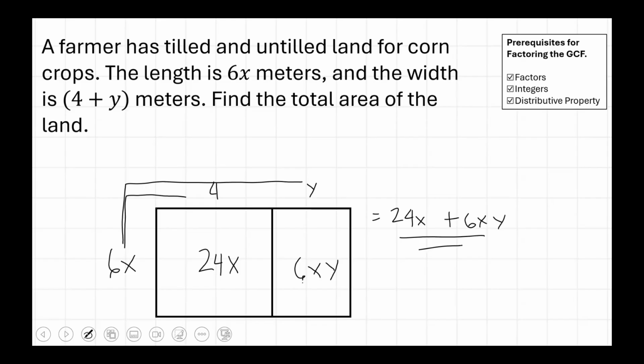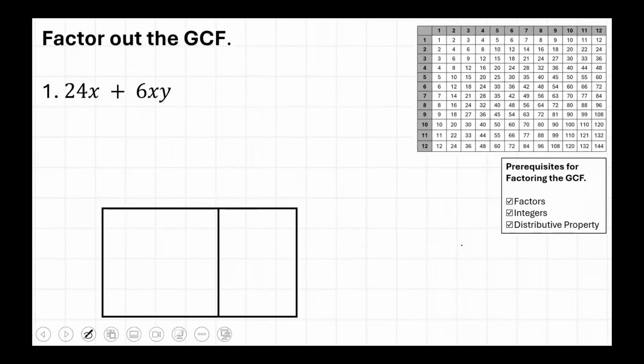But since factoring is just the distributive property in reverse, we're now given the area of two lands, 24x plus 6xy, and we need to find the GCF and factor it out. Then here you are going to see what mistake happens in the thumbnail. Just a quick note, you need at least two terms before you can factor out a GCF. Let's write out our area here, 24x and 6xy.